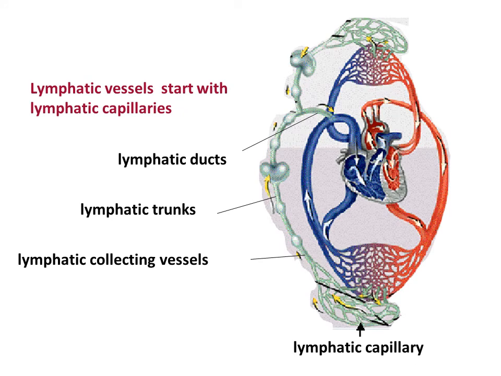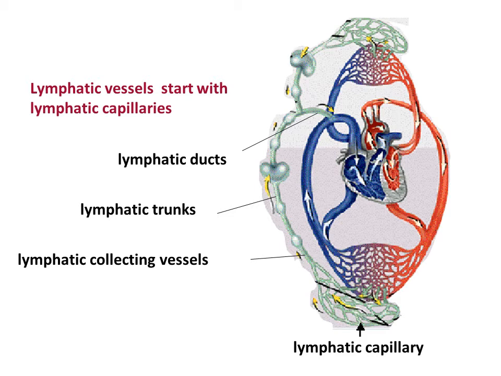The lymph which comes from the tissue collects into the lymphatic capillary, and from the lymphatic capillary it goes to the lymphatic collecting vessels, and from the vessel to the lymphatic trunk, and then into the lymphatic duct, which ultimately drains into the vascular system. The lymph which comes from the tissue must pass through at least one lymph node to be filtered of antigen before it enters the vascular system.